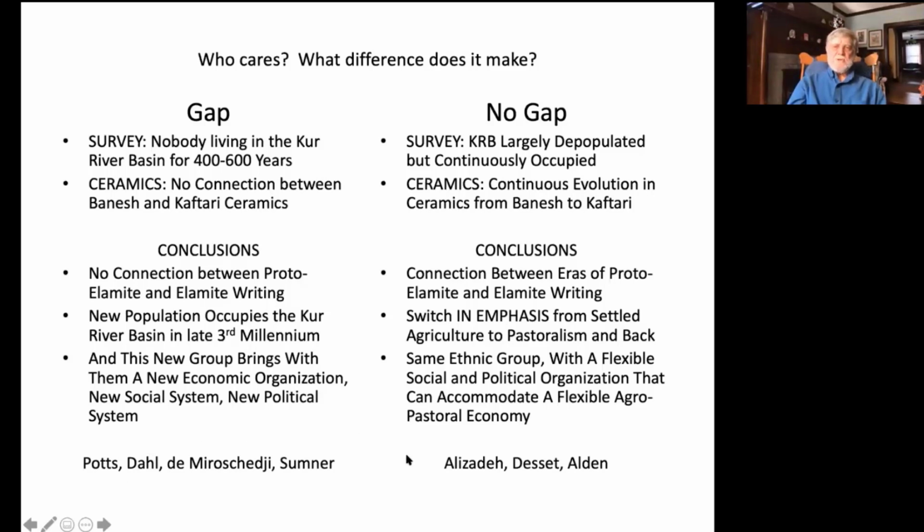If you think there is no gap, you would conclude that there is a connection between the eras of Proto-Elamite writing and Elamite writing. It's something that you would look for links rather than looking at a sharp break. You would suspect that there is a switch in emphasis from settled agriculture to pastoralism, and then back with settled agriculture during the Banesh, pastoralism during the Gap, and settled agricultural production during the Kaftari.